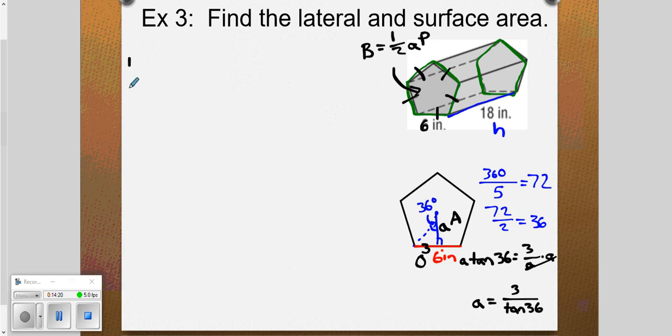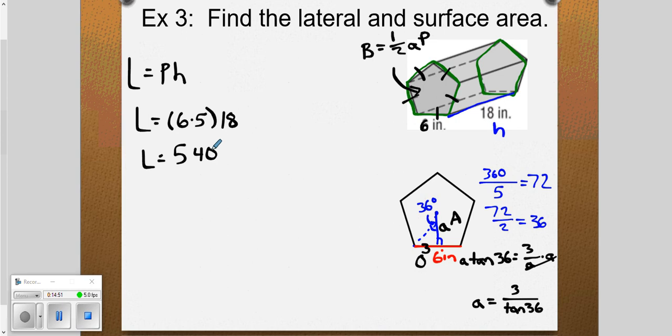So our lateral area, perimeter times height, so something we did last unit. To get the perimeter, since it's regular, I could just do 6 times 5. And I'm doing that because each side is 6, they're all the same, and there are 5 of them, times the height we already labeled was 18. So we're doing 6 times 5 times 18, which gives me exactly 540 inches squared.